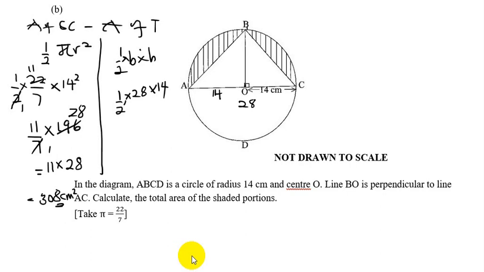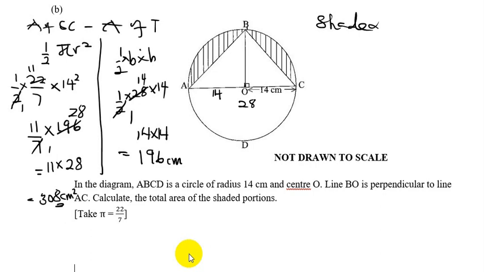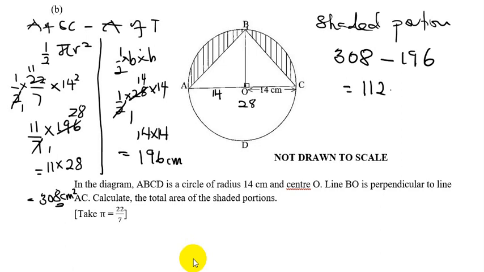Now 2 goes here, 1, it goes into 14 times. So we're left with 14 times 14, and that 14 times 14 is going to give us 196 centimeter square. Now the total area of the shaded portion will be 308 minus 196, and 308 minus 196 is going to give us 112 centimeter square. That is the area of the shaded portion. Now let's move to the next question.